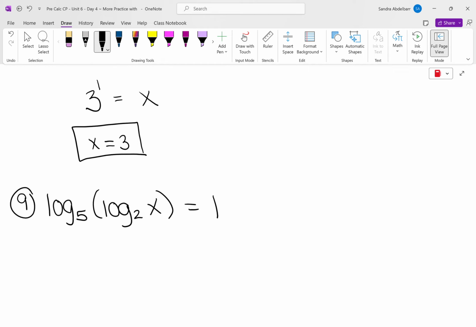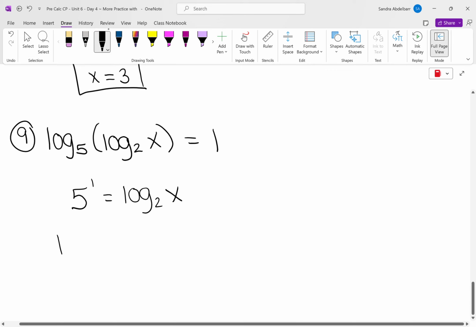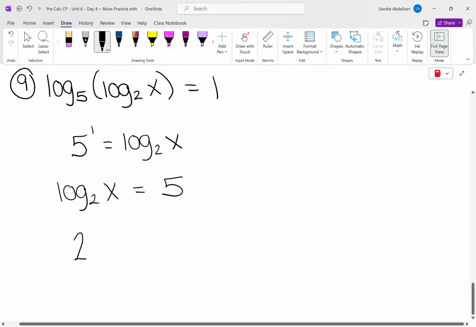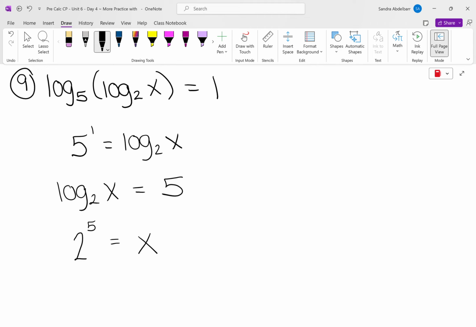Should we go over it? Okay, so remember, log, base, our argument is our answer, equals the exponent. So now I'm changing it into exponential. So my base is 5. What's my exponent? 1, that's going to equal the argument, which is log base 2 of x. Well, 5 to the first power is what? 5. So now we have log base 2 of x is equal to 5. I just rewrote it. I'm going to change it into exponential again. So I have my base is 2, my exponent is 5, my answer is x. 2 to the 5th power is 32. So x is equal to 32.